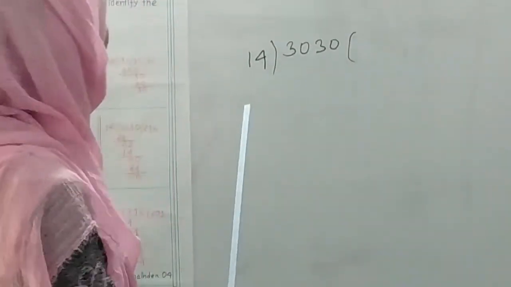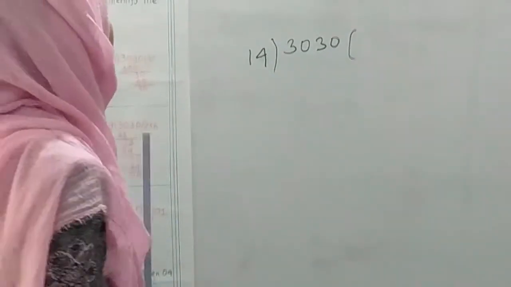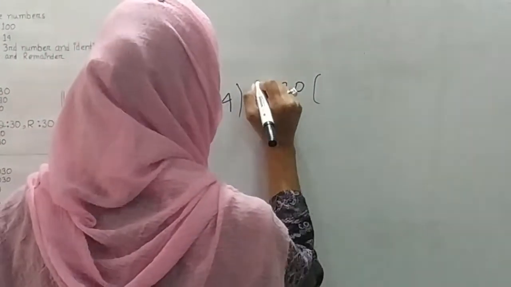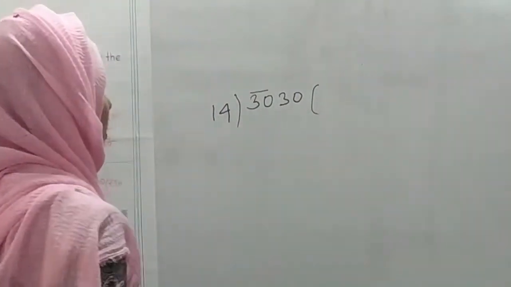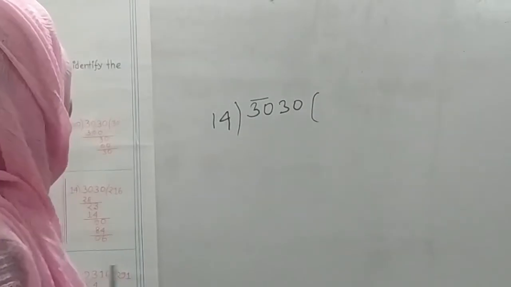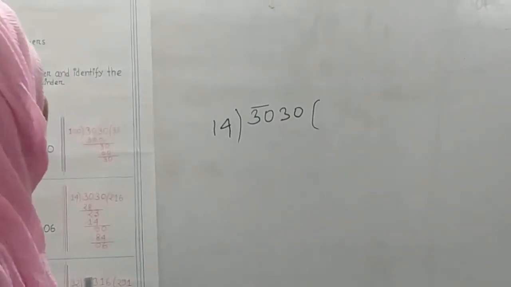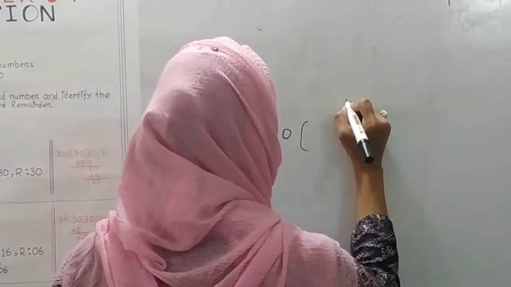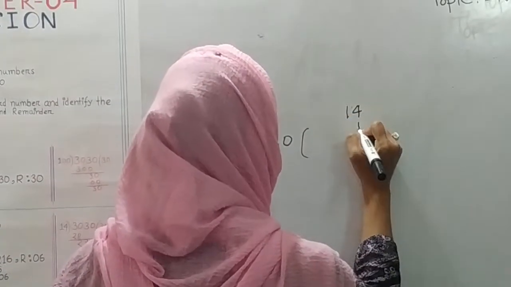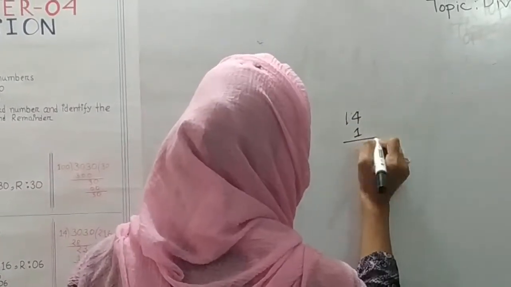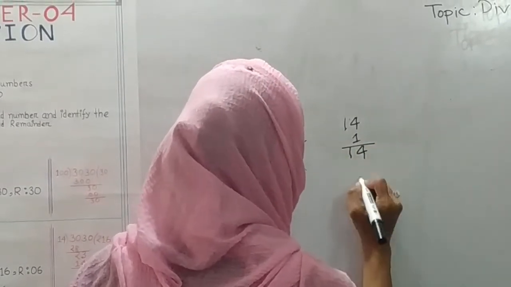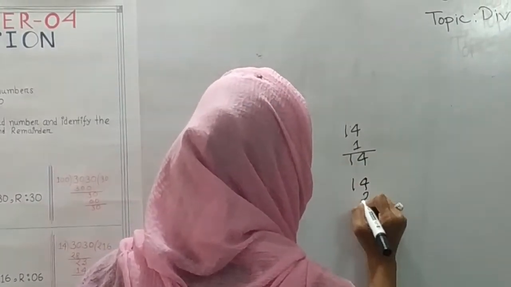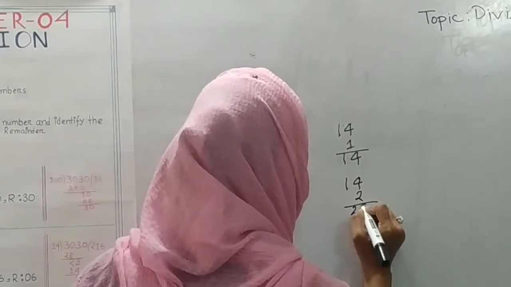Here we see that 40 is a 2-digit number. So we have to count 2 digits of our dividend, that is 30. Now how many 40 will it take to make 30? For this we go to the multiplication.